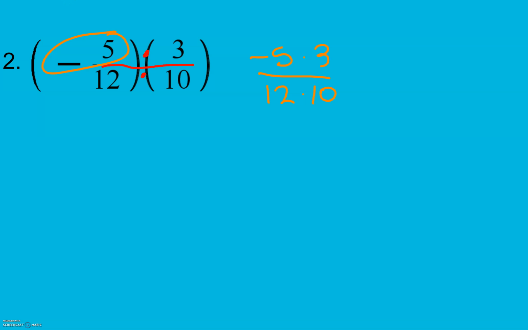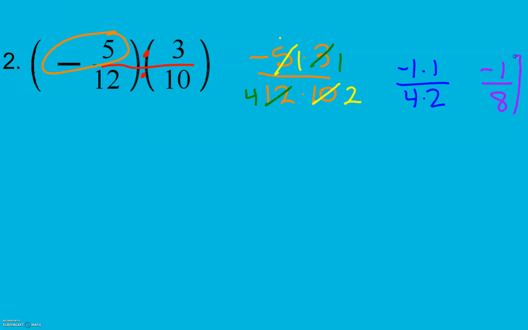I'm going to look here and see if I can simplify with my 5. Well, 5 goes into 5 one time and into 10 2 times. I can do the same thing with my 3. 3 goes into 3 once and into 12 4 times. So now what I have is negative 1 times 1 over 4 times 2. I can go ahead and multiply across, and I get negative 1 over 8.